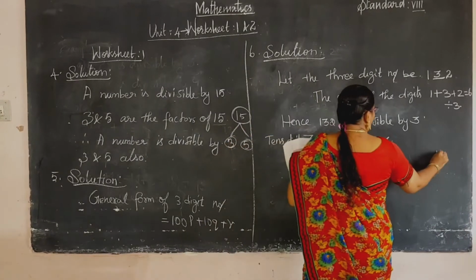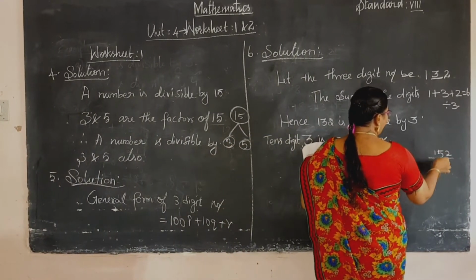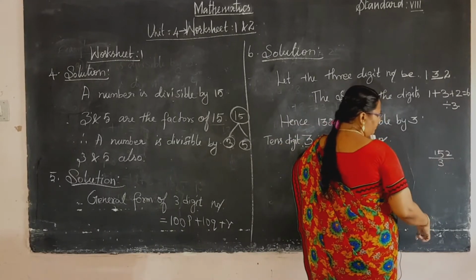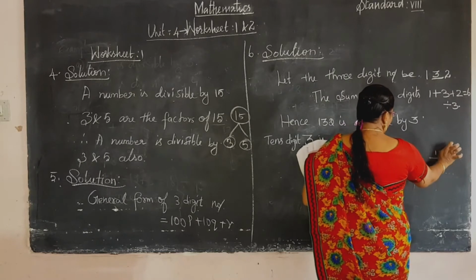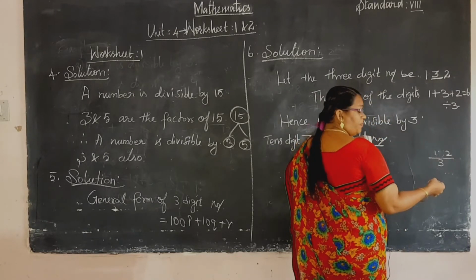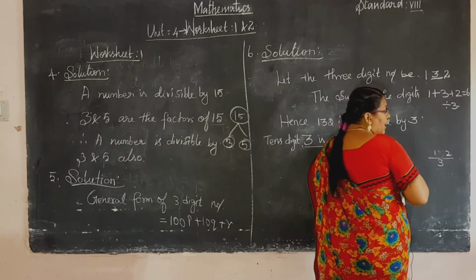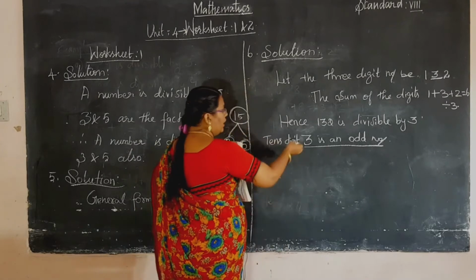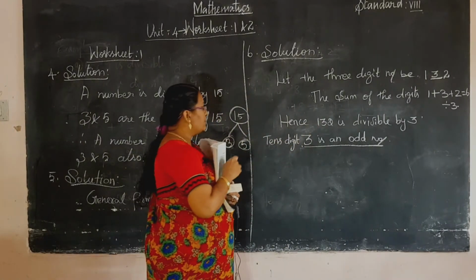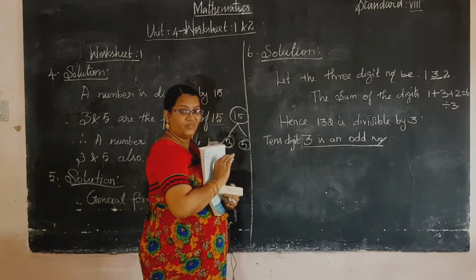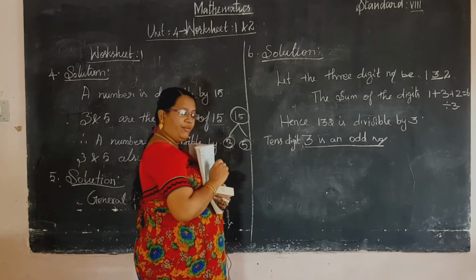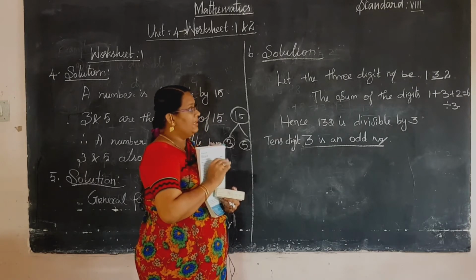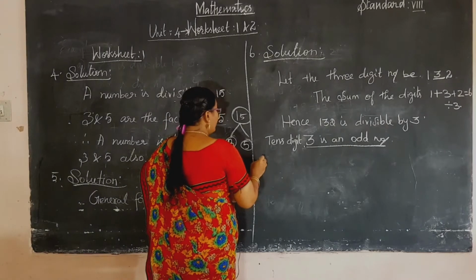So 152. Is this possible to divide by 3? It's not possible. So next we'll move to the next step. You have to use the trial and error method. You have to find any other numbers where only the tens digit is an odd number, and frame numbers divisible by 3.